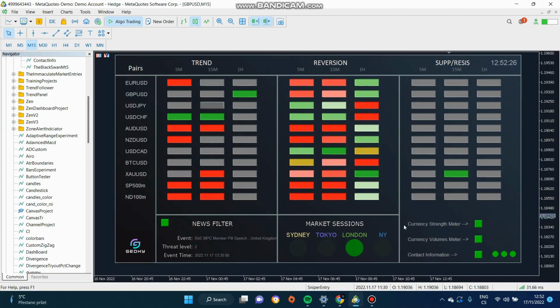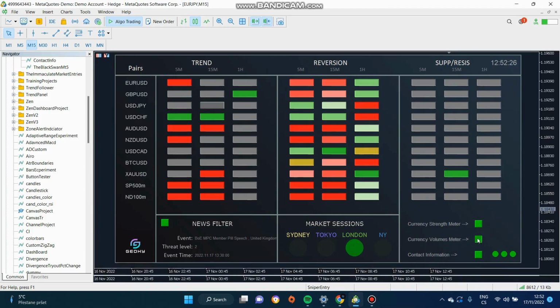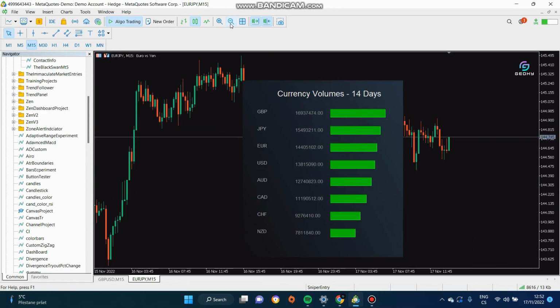Moving on, now I'm going to talk about the currency volumes meter that is located right below the currency strength meter. I'm going to click on the box and I'll be taken to a new chart. Here you can see the volumes of each of these instruments over the last X days. In this case, it's over the last 14 days. This information can become handy when deciding which markets are the best for you to trade.